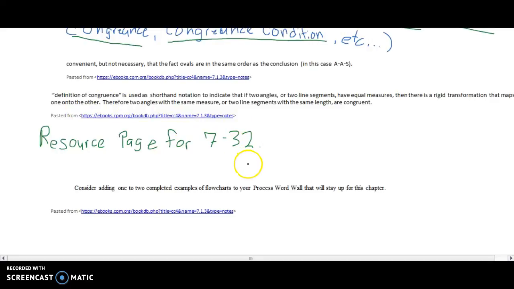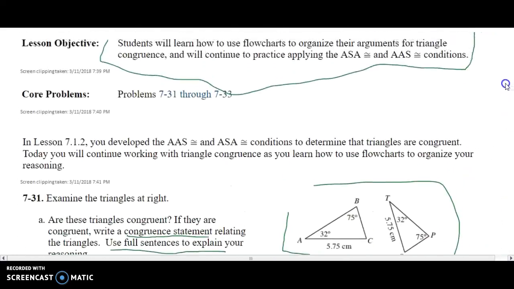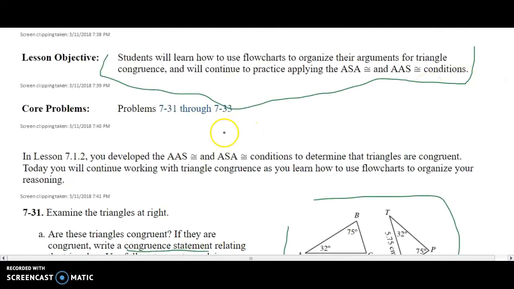7-3-2. Okay, so moving on to 7-3-2. Your substitute should be passing out a resource page, and that will help you with 7-3-2. Once you get done with 7-3-2, move on to 7-3-3, and then if you have any leftover time, you can move on to homework.